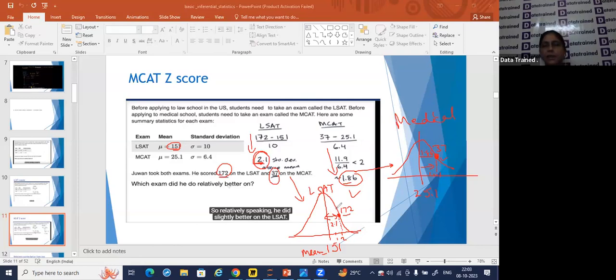Student, can you tell me in which examination he is doing better, law or medical? In law, he is 2.1 standard deviations above the mean. In medical, 1.86 standard deviations above the mean. So you have to tell me in which exam that student is doing better, in the law examination or the medical CAT. Think it, think it, think it.